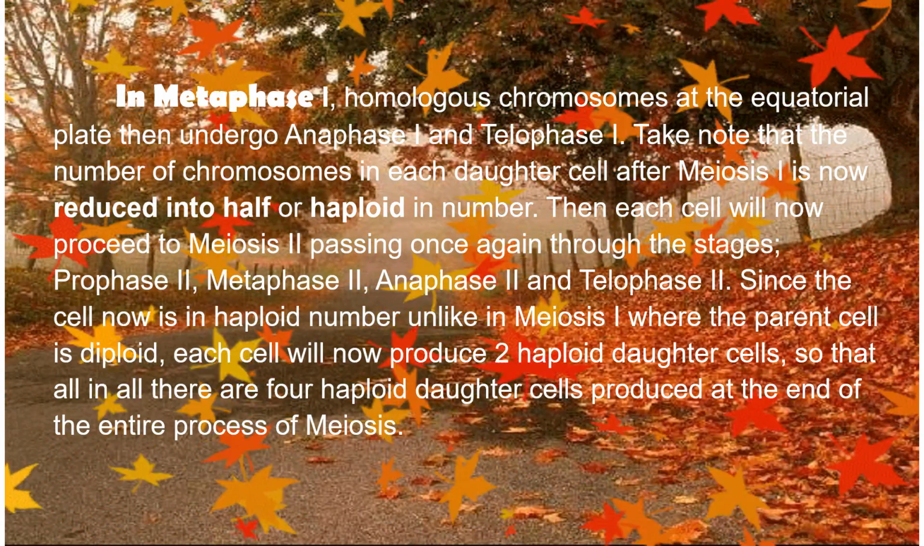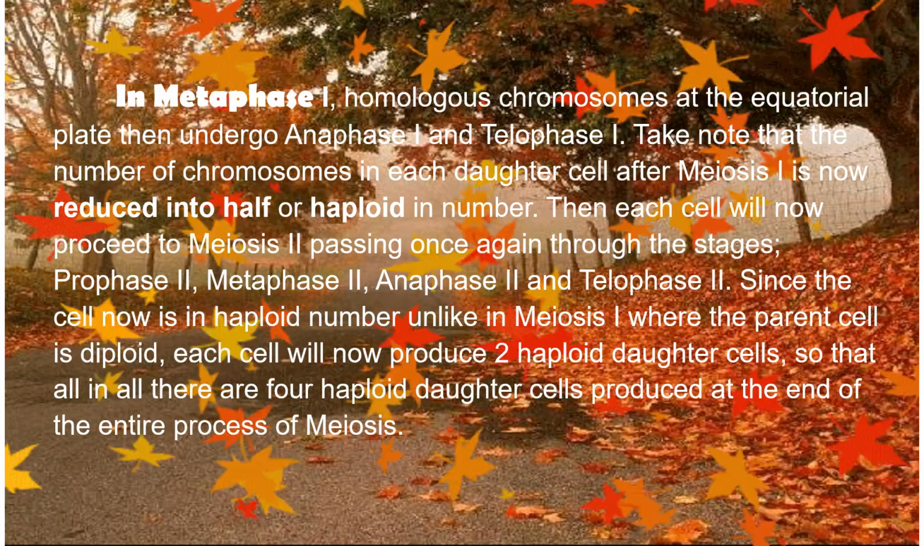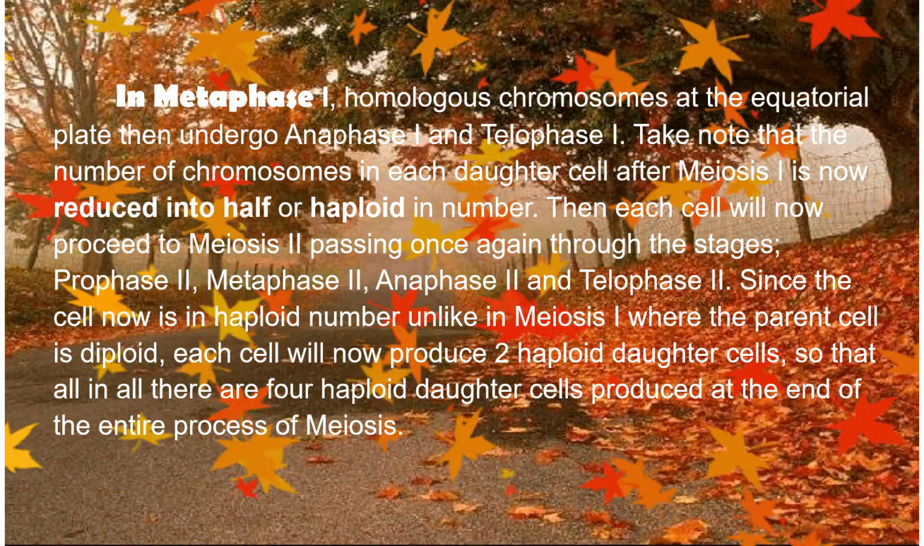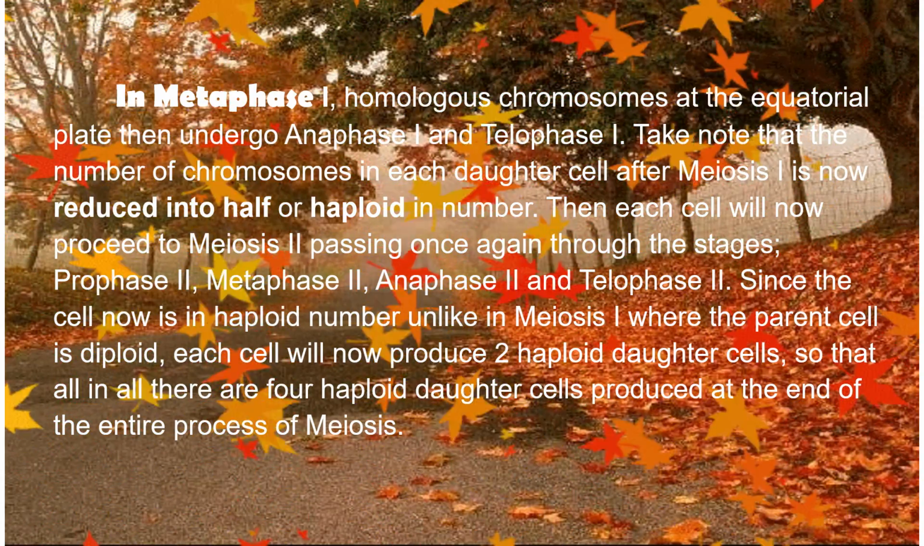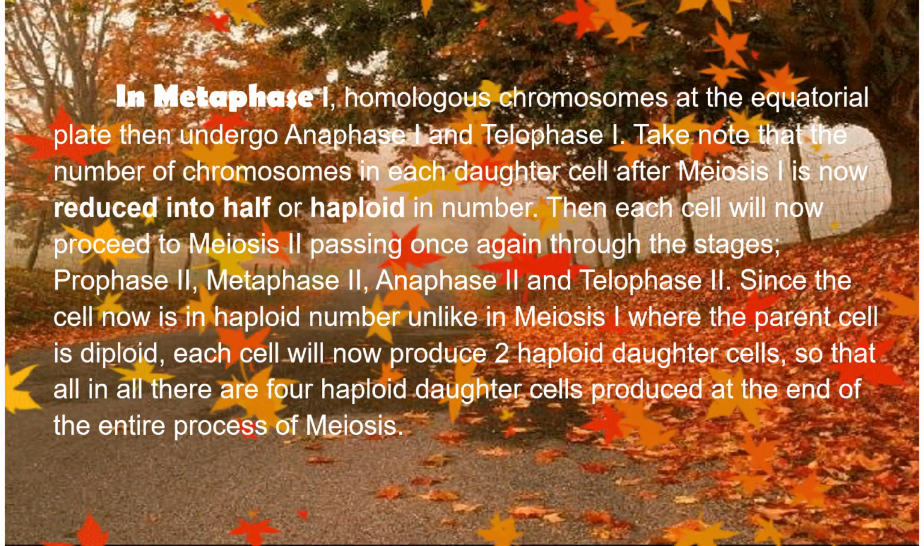Since the cell now is in haploid number, unlike in meiosis 1, where the parent cell is diploid, each cell will now produce two haploid daughter cells, so that in all, there are four haploid daughter cells produced at the end of the entire process of meiosis. So I hope you can easily understand the difference between meiosis and mitosis.